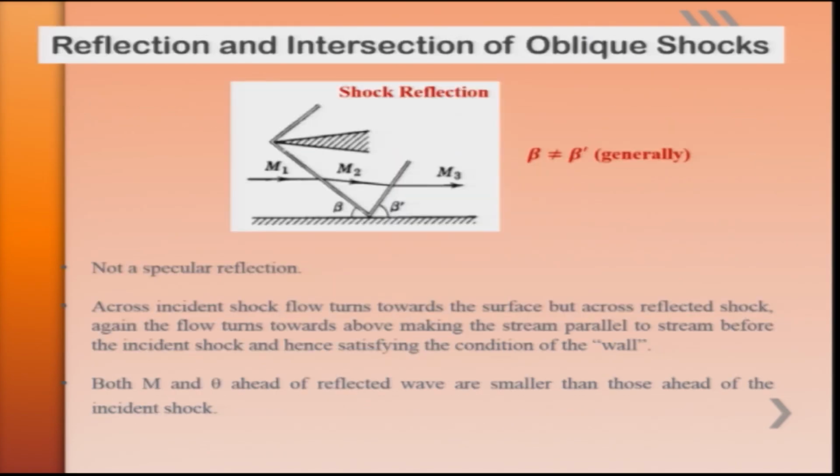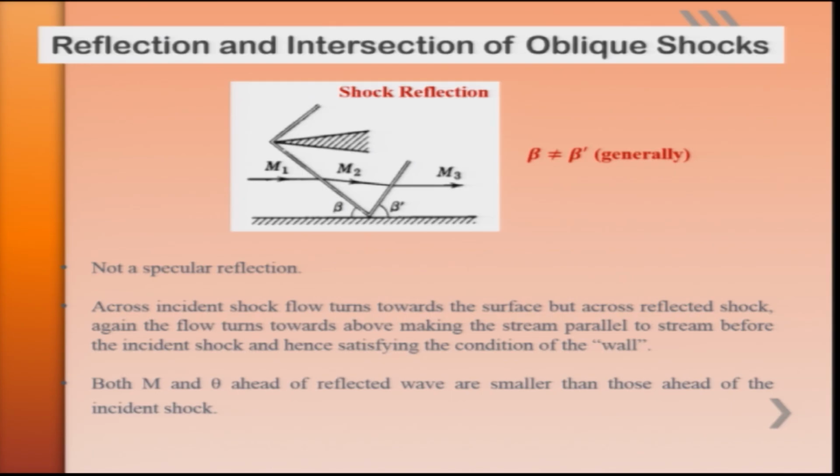Now moving further, an important aspect: how these shocks and expansion fans intersect each other. Just now we have completed how the Mach waves intersect each other, and we have seen how the simple and non-simple regions are formed. Now what happens when the shock waves and expansion fans, that is, the shock and expansion fan, intersect each other? Let us consider this fact.